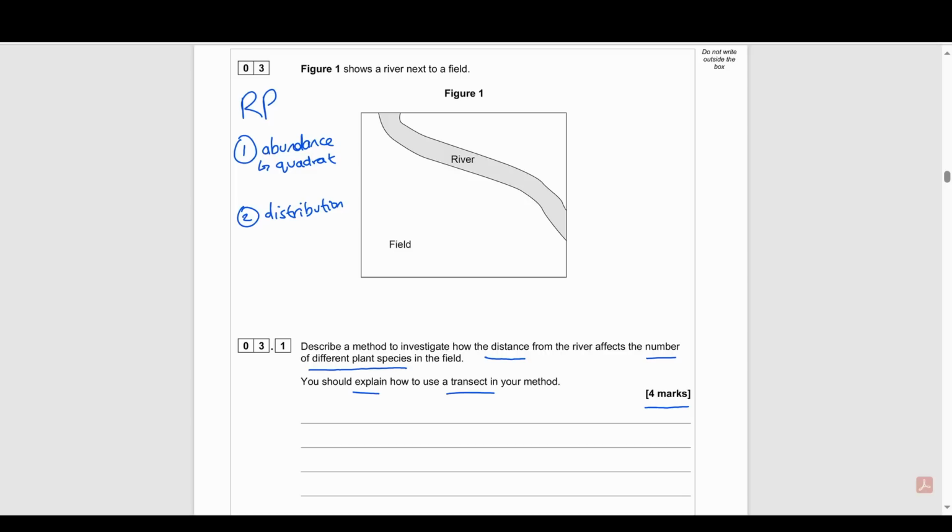But when you're trying to find out the distribution of a species, you want to find out how that plant species changes in its number from one area to another. Now, for you to measure that, you need to use 2 pieces of equipment. You need to use a transect and you need to use the quadrat. So what we want to find out now is which of these 2 methods we need to do for this example here.